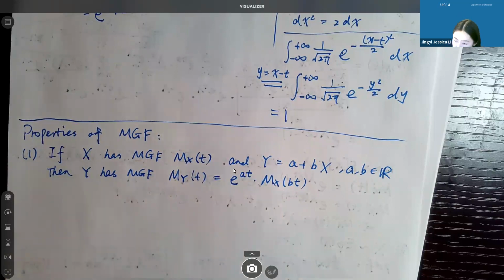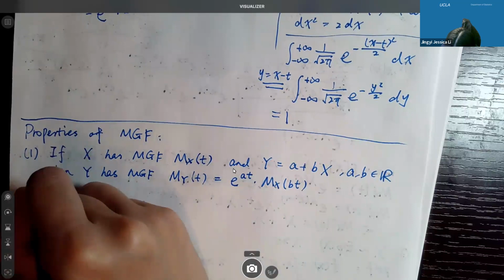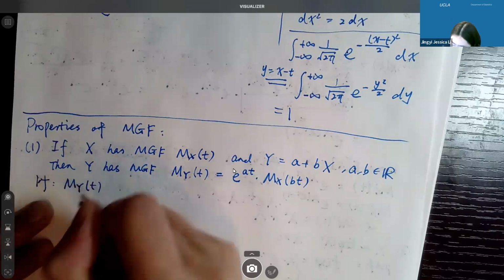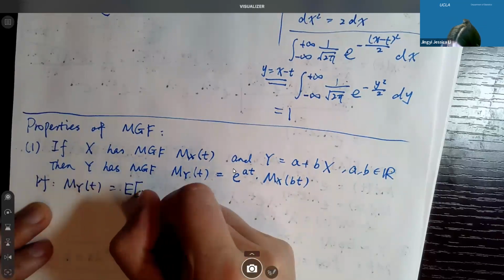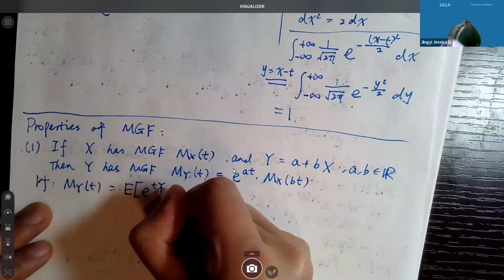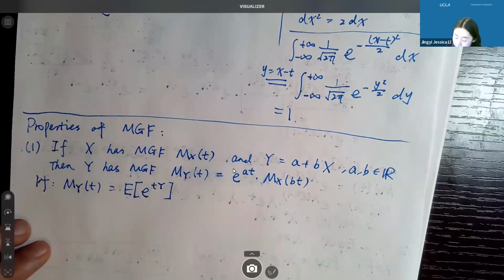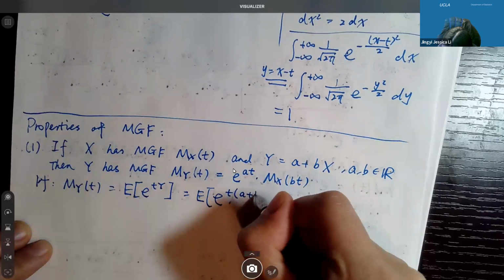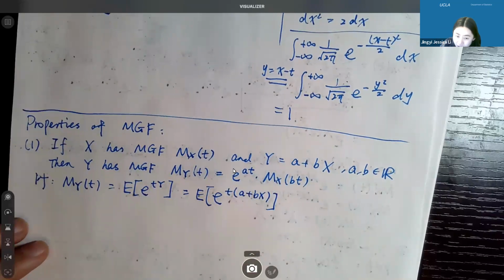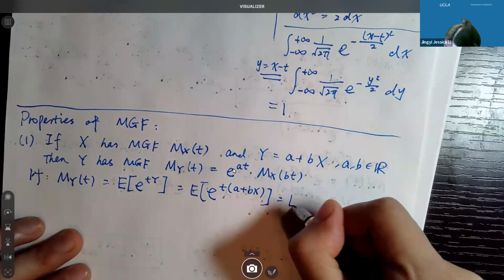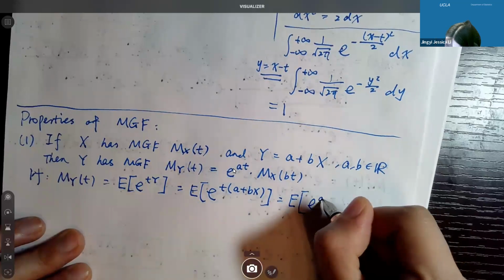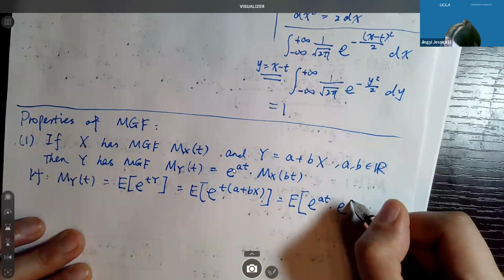And the proof for this is very straightforward. We just apply the definition of MGF. So M_Y(t) is defined as the expectation of e to the tY, by the definition. And now I'm going to use the relationship between Y and X: t times (a plus bX). Okay. And now I can write this as a product: e to the at times e to the btX.